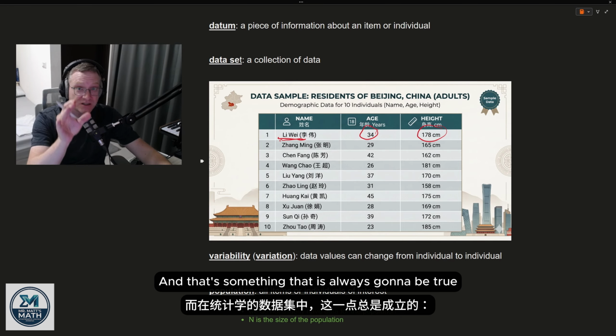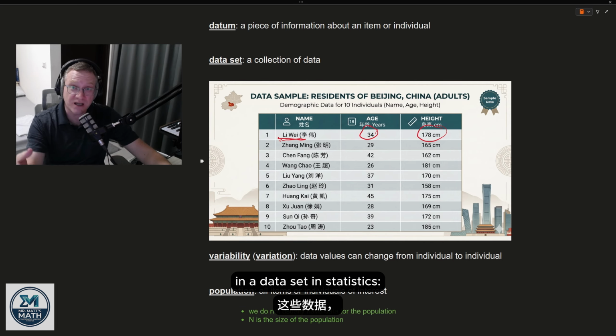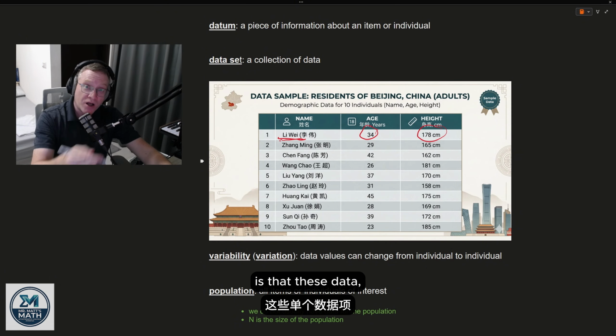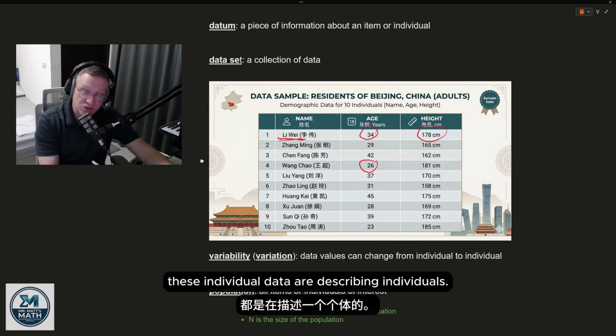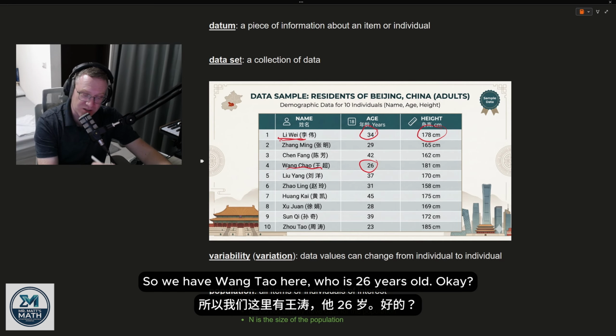And that's something that is always going to be true in a data set in statistics: these individual datum are describing individuals. So we have Wang Cao here, who is 26 years old. Okay?